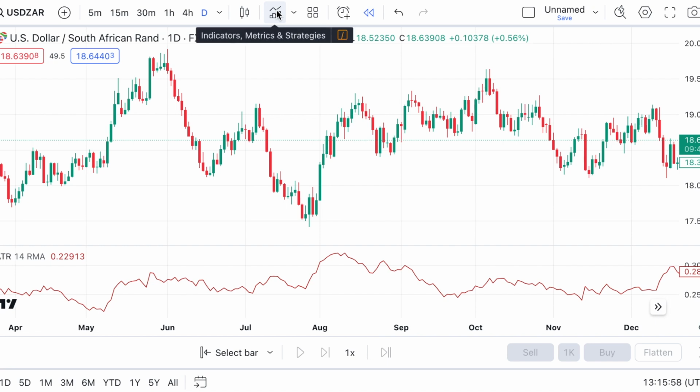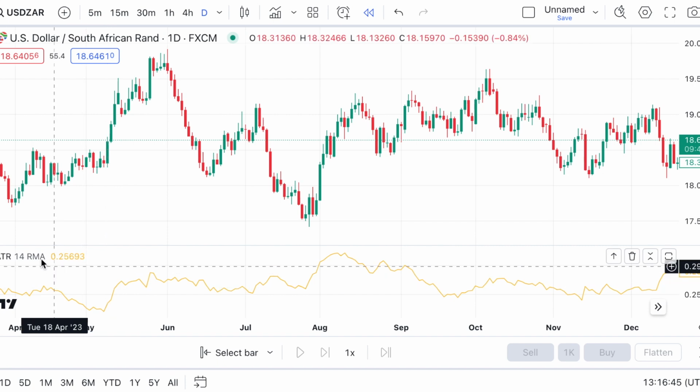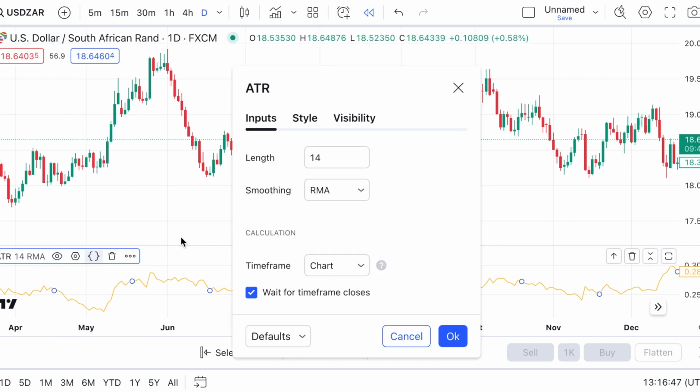Here we're using TradingView. Then you'll go to the indicator section and search for average true range. You'll select that and you'll see the default setting is 14. You can change it here, and I will make it 10 because this is the period I generally use.